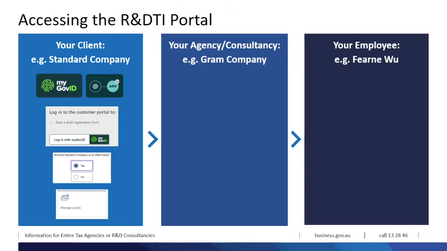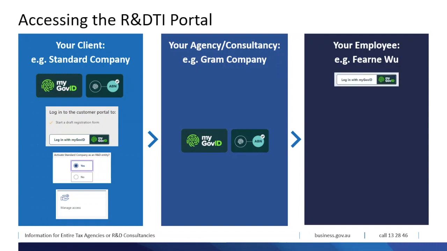Once your client has granted your agency or consultancy access using the Manage Access tile through the R&DTI portal website, you will need to link the myGovID of your employee with your agency or consultancy's ABN number. This process is similar to the one that your client will have had to use to link their own myGovID to their company's.